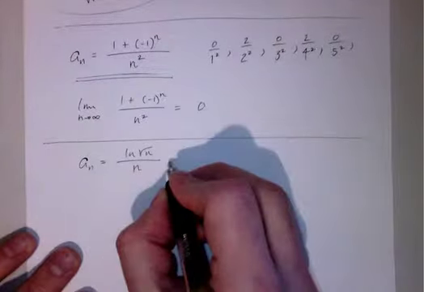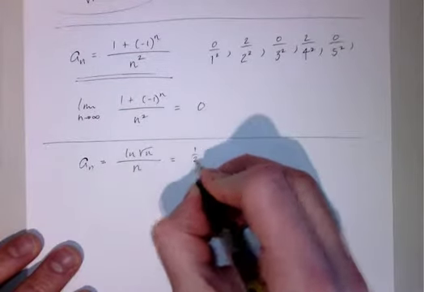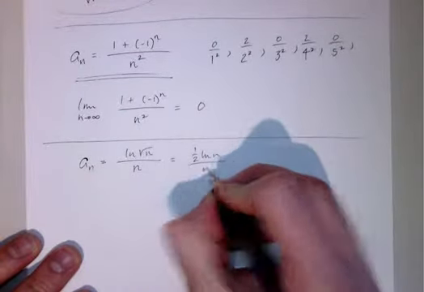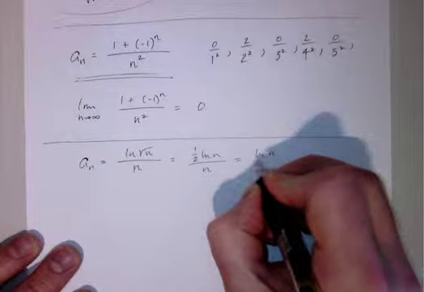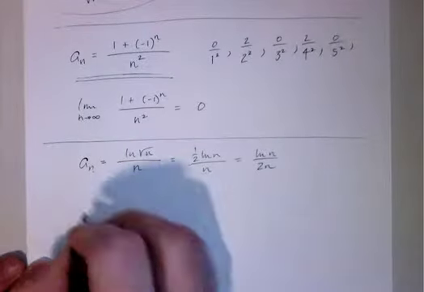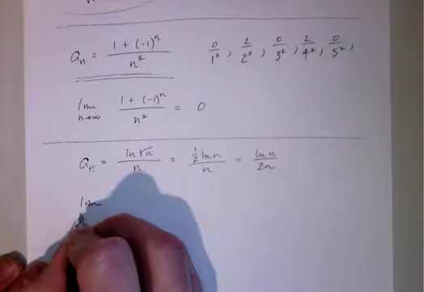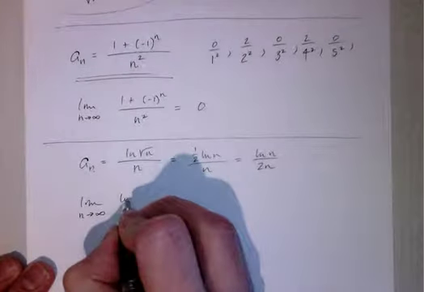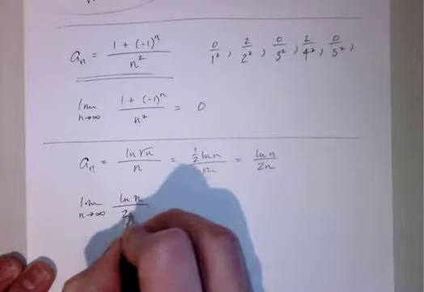but just for the sake of actually showing it analytically, it's probably a good idea to bring that out, or you can even put natural log n over 2n. Now, what is the limit as n approaches infinity of natural log n over 2n?